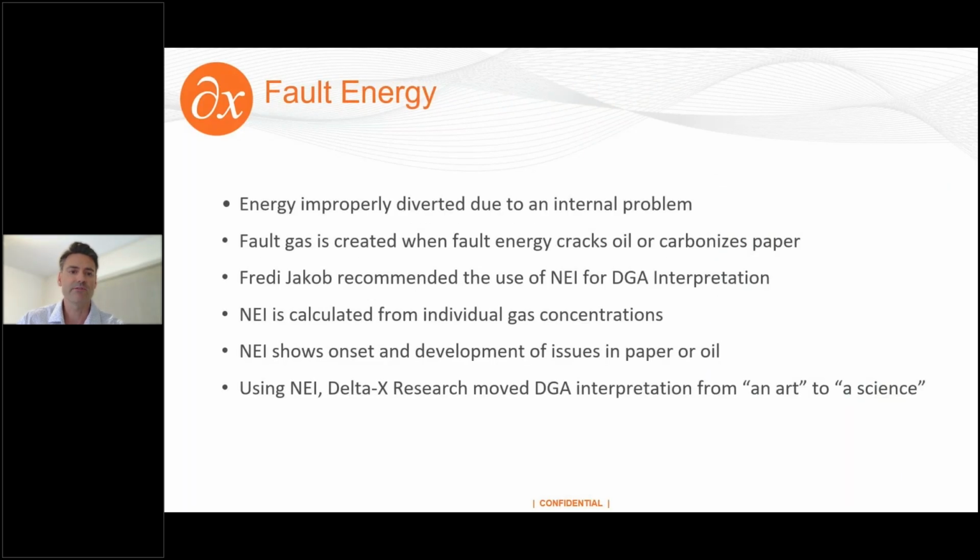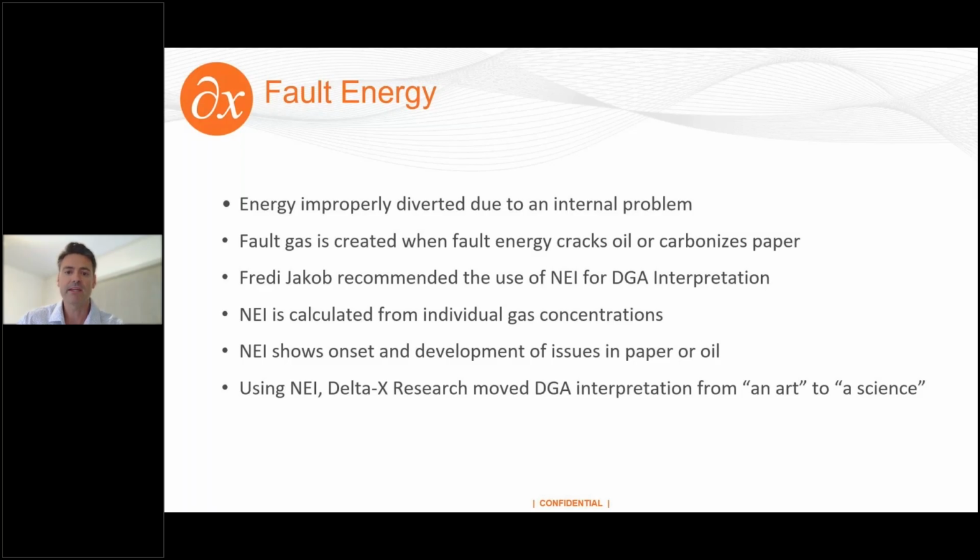Now we're going to look at fault energy. Fault energy is the energy that has been improperly diverted inside the transformer due to an internal problem. Fault gases are created when fault energy cracks the insulating oil or carbonizes the insulating paper. A transformer oil chemist named Freddie Jacob realized that instead of tracking individual gases, it would be more useful to track normalized energy intensity. This represents the fault energy that went into creating the observed gases.